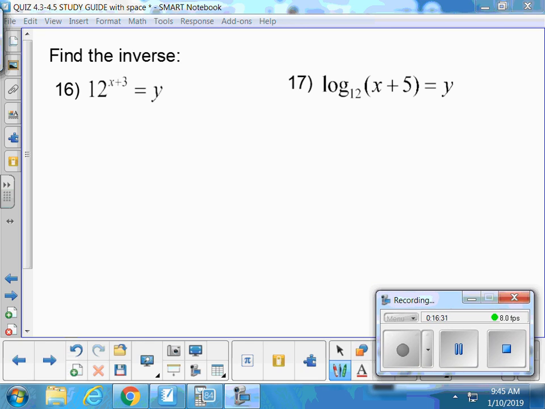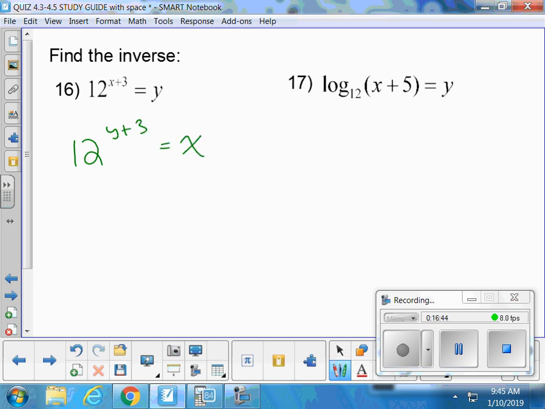So we are starting in number 16 in exponential form. 12 is the base, x plus 3 is the exponent, and y is the answer. So let's do our switch. 12 to the y plus 3 equals x. That's switching x and y.